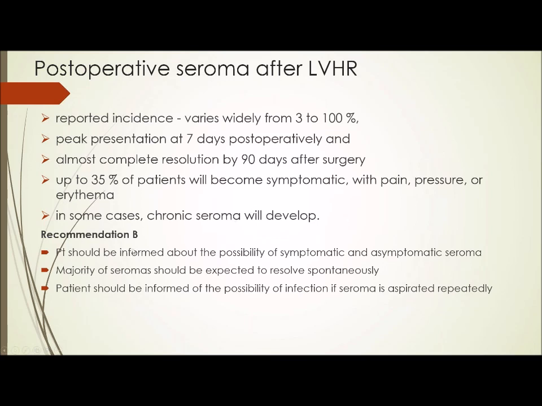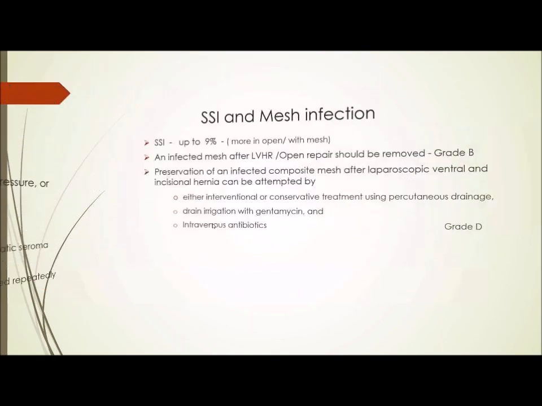Number one, recommendation B. That means this is basically one that should be adhered to. He should be informed. Always do this. The majority resolve. But if it is there, then you can aspirate, but the patient has to be informed of the possibility of infection in the mesh because of seroma aspiration. Because only one aspiration doesn't do. If you want to, you have to aspirate repeatedly, right? So remember that you may require repeated aspiration in these cases. But if the patient develops a chronic seroma, this has to be excised, right?